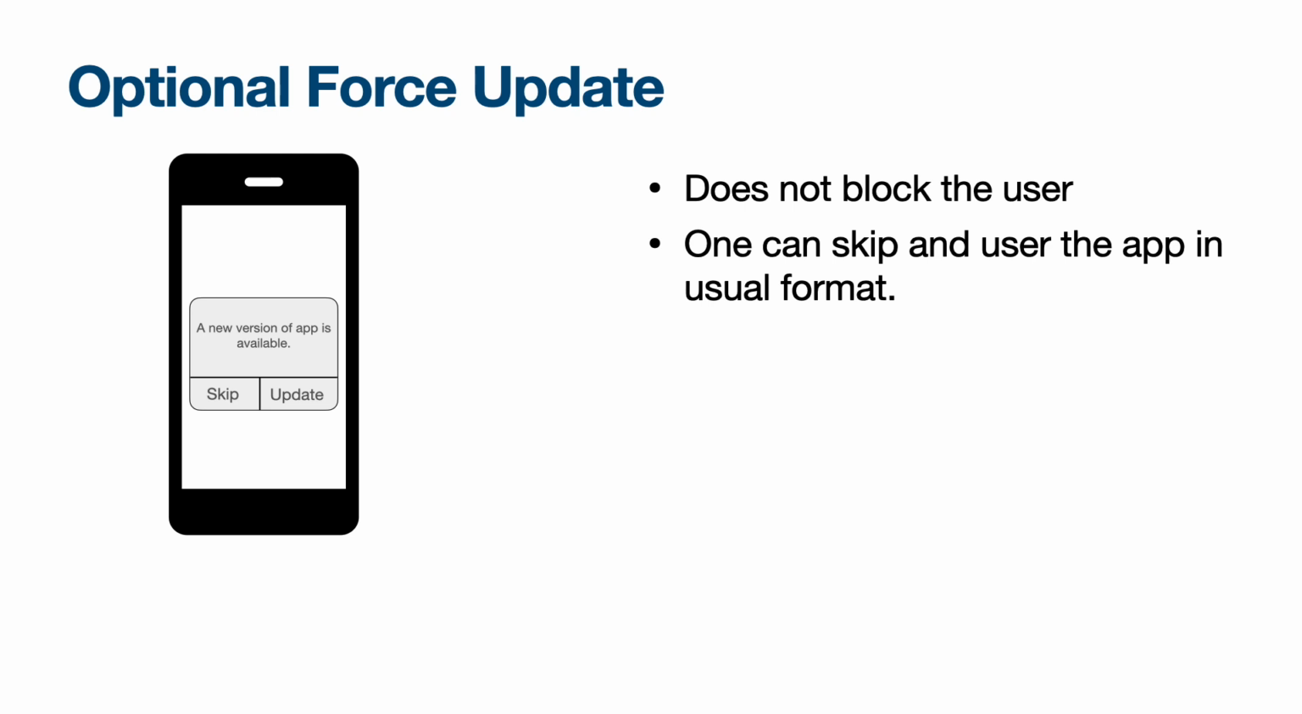The next mode is an optional force update. This, unlike the mandatory force update, does not block the user. The app version is still above the minimum supported version, but it is not the latest version. Therefore, the pop-up would give an indication to the end user that a new version of the app is available and the individual can skip or choose to update to the latest version.